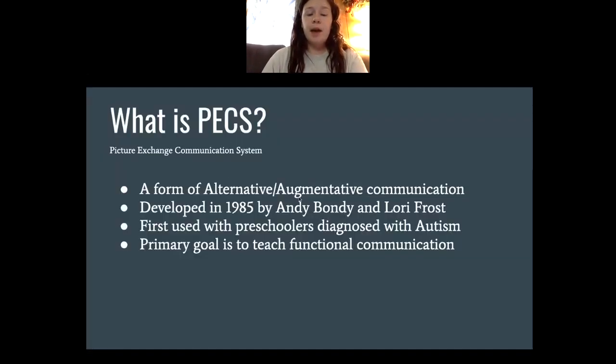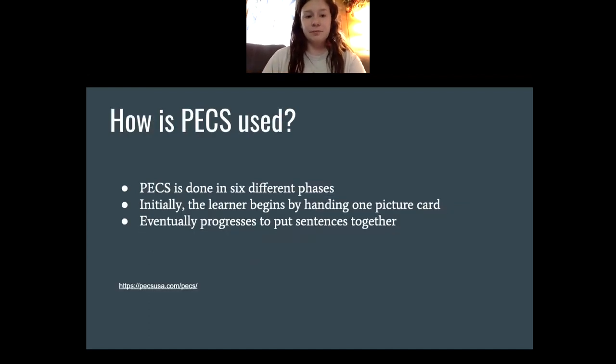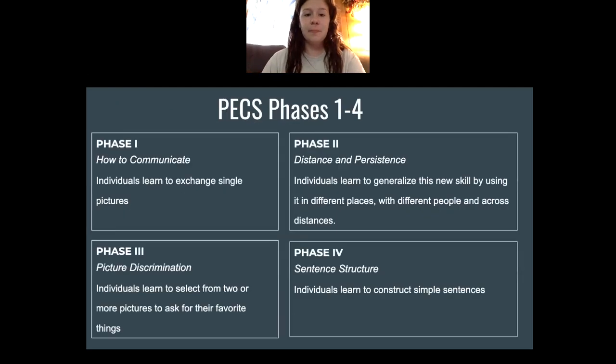We will also be using PECS as one of our implementation plans. PECS is a form of alternative and augmentative communication involving the use of pictures and exchanging those with a communicative partner. PECS is broken down into 4 phases, which we will be briefly touching on for the presentation.